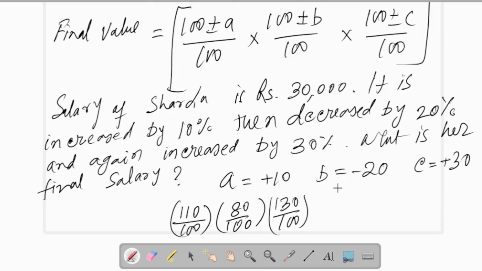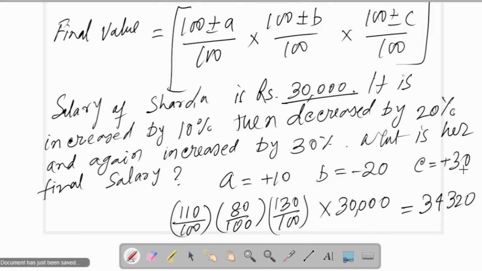So I will multiply all this with the salary of 30,000 to arrive at the net salary. So if you multiply it, you are getting a positive value, then the salary is approximately coming 34,320. So it is a net increase of the salary. So by 10, 30, 40 minus 20, so 20% around it is increasing. So if you multiply this, you will get the exact figure.